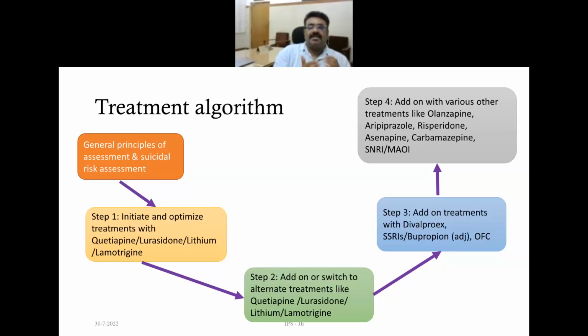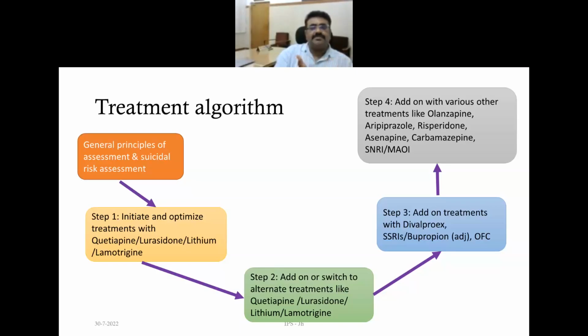Step two is, once you've given a trial for about 6 to 8 weeks and you find that the patient is not improving as much as you would like, or if there's no 50% reduction in the rating scales, then you could switch to alternate treatments like quetiapine, lorazepam, lithium, lamotrigine. Again, if you've started one, you switch with another one. The next step is to add treatments like valproate or SSRIs or bupropion as adjunctive treatments. And step 4 is to add on various other treatments that are available.